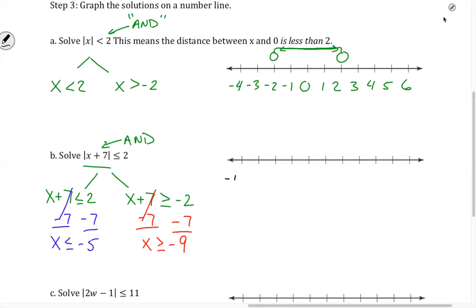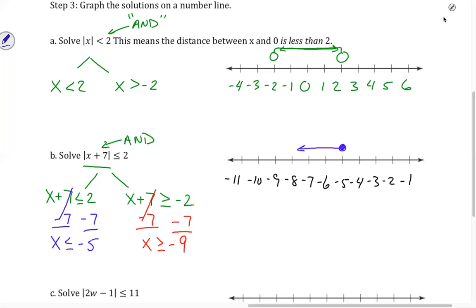So let's go with -11, -10, -9, -8, -7, -6, -5, -4, -3, -2, -1. Why did I start at -11? Well, I wanted both my numbers to be on my number line. So here we go. For this one, notice x is less than or equal to -5. I'm not eating the x. So it's going to be a solid circle on -5. And since I'm not eating the x, I'm shading to the left.